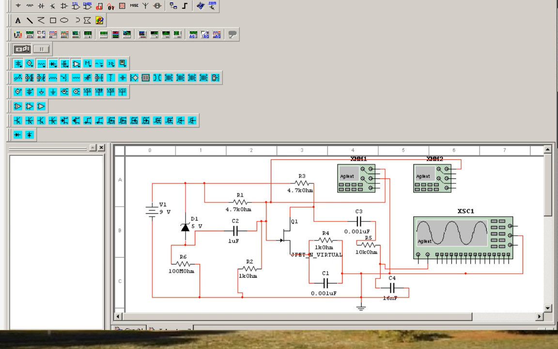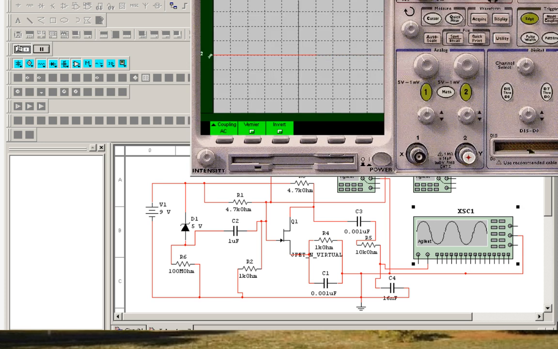Let's start this up. I think I'll have to build up these circuits manually by hand because the simulator is not doing some things that I want it to do. Yeah, it's still showing.